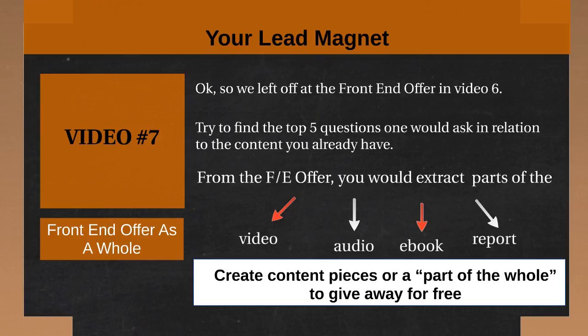So essentially what I mean by this, let's say, taking the previous example, the front end offer was an ebook with information on how to save taxes, maybe the top 20 things that you forgot to deduct off of your taxes. So maybe out of that content, you try to find the top 5 questions that somebody would ask and that you've already covered. So maybe one of those items happened to be your 401k or your traditional IRA.